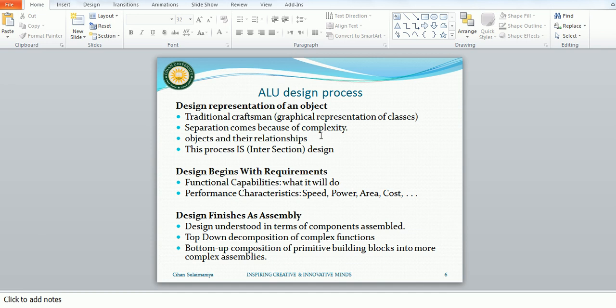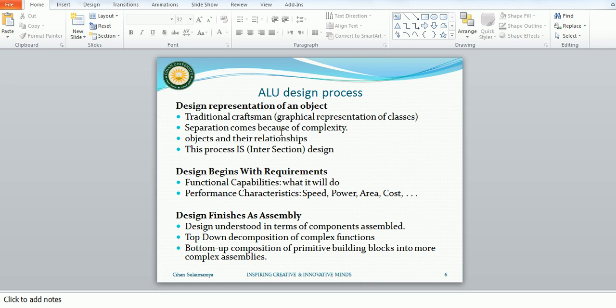This program is a kind of hardware and software. For the hardware, first of all, you have to put a graph. This graph shows how many inputs and how many outputs you have. So you have to design a representation of an object, like a traditional craftsman would. That means you have to draw a graph, a representation of classes. Then on this graph, you show how many inputs and how many outputs you have.